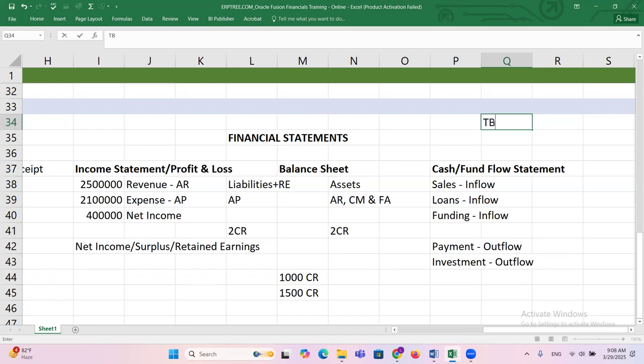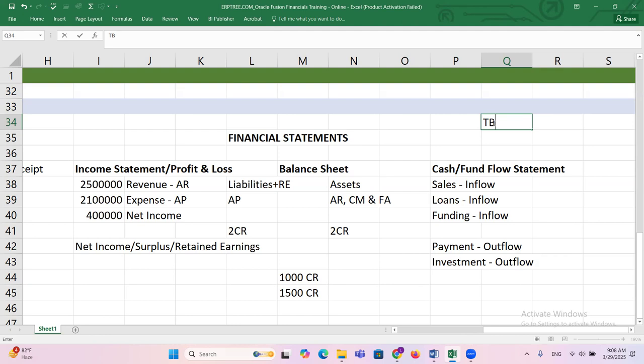It's for internal purposes. You need not treat it as a financial statement. Tomorrow, if somebody asks you the question, what are the financial reports or statements, never include TB. TB stands for trial balance. So this can be used for internal purposes. It does not belong to the financial reports family. Don't include TB as a part of financial statements.